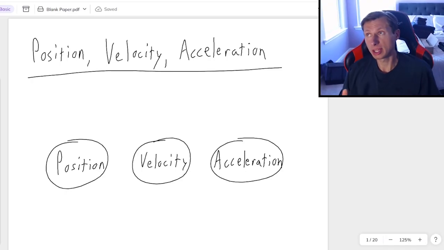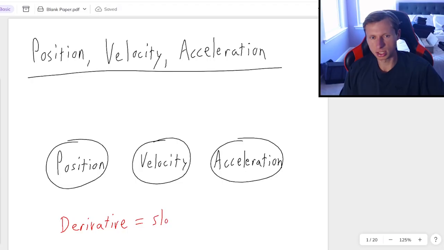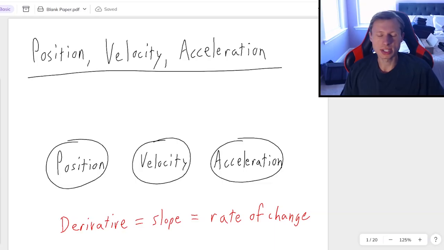And so I'm assuming at this point you know what the derivative is. Remember, derivative is just a fancy word that really just means slope. But in this context, we're going to use another definition. We're going to call it rate of change, which is technically what a slope is anyway. And so the reason why this matters is because if I were to describe a technical definition of velocity, I would describe it as the rate of change of position. And I would describe acceleration as the rate of change of velocity.